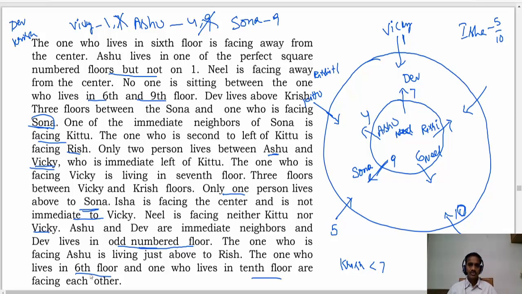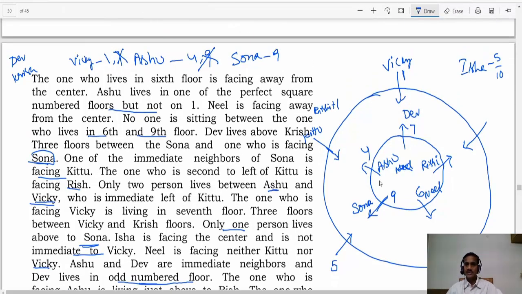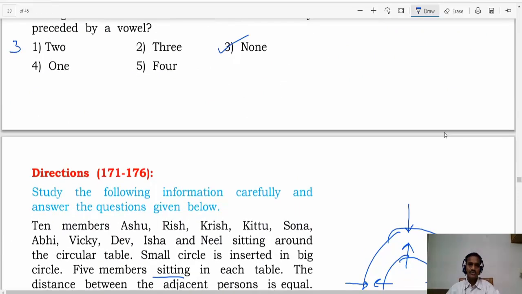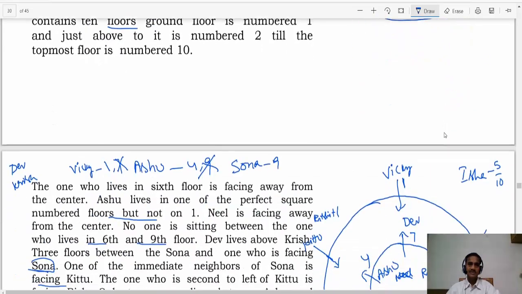And next one. The one who lives on the 6th floor and the 10th floor are opposite to each other. Vicky is on the 1st floor, that's done. And Sona is on the 9th floor, done. And Isha is either 5 or 10 now. Who is the person left over here? Kittu and Vicky are done, and one more person is left. Look among the persons, who is there? Ashu, Abhi. Abhi is the person left over.